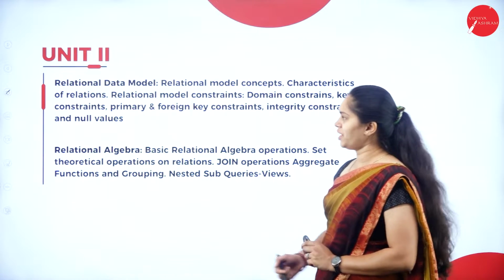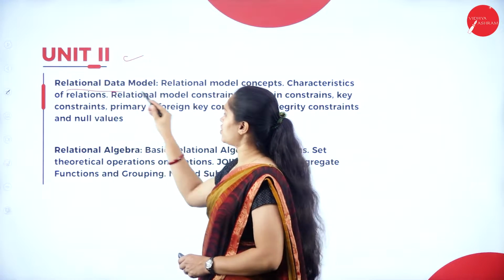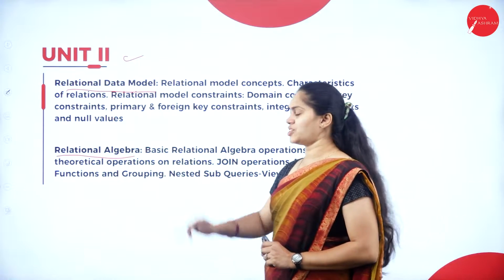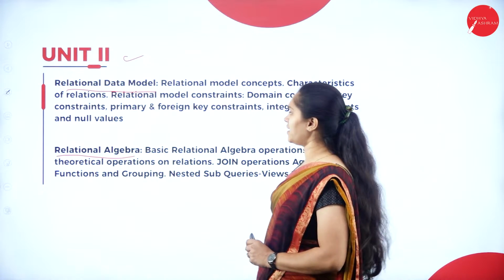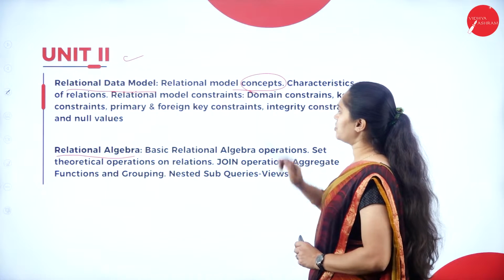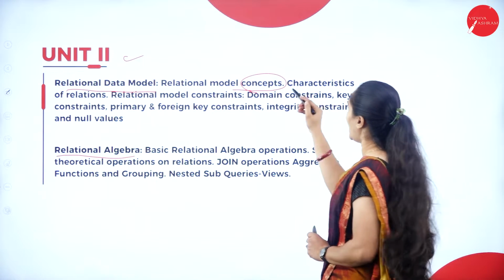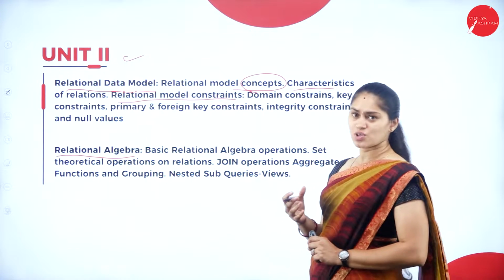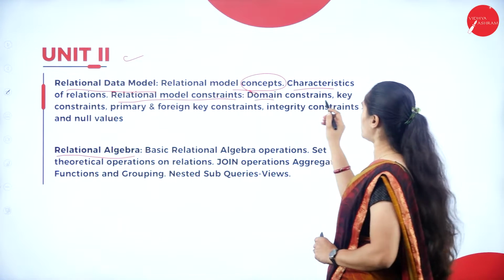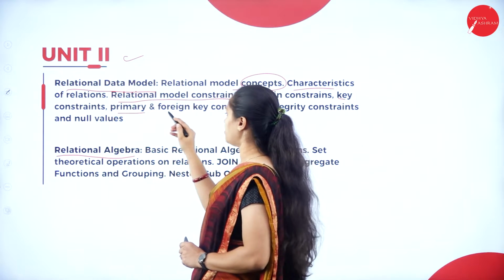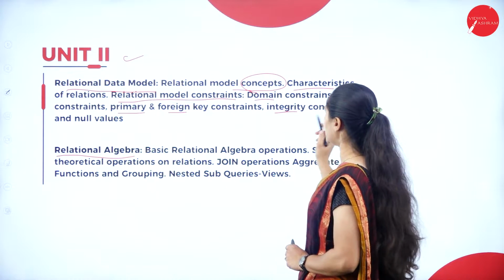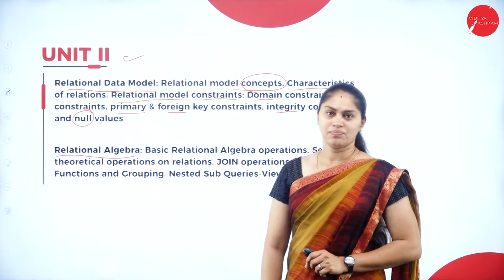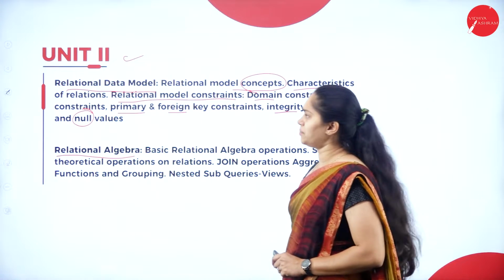Let me move to unit 2. So in this unit 2, again it is of 2 chapters. One is relational data model and another one is relational algebra. In the relational data model, you are going to understand some of the relational model concepts along with its characteristics of relation and relational model constraints. So we have different constraints, that is domain constraint, key constraint, primary and foreign key constraint along with the integrity constraint, and you will be understanding what is null value. Okay, that is the first chapter of unit 2.